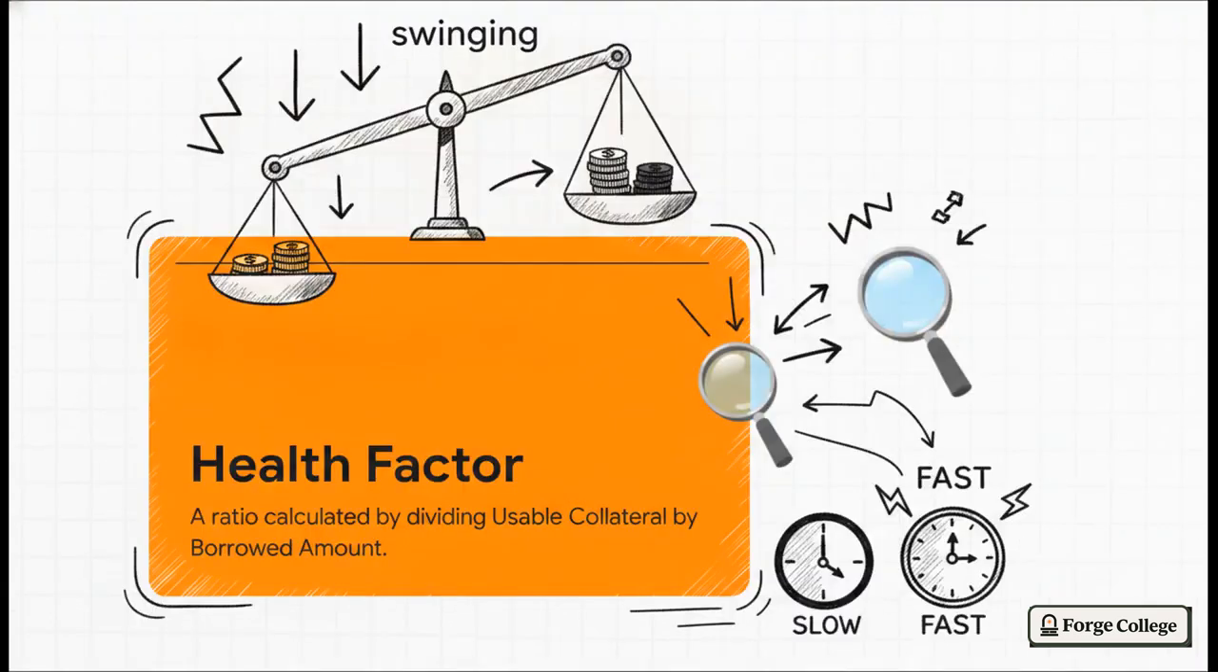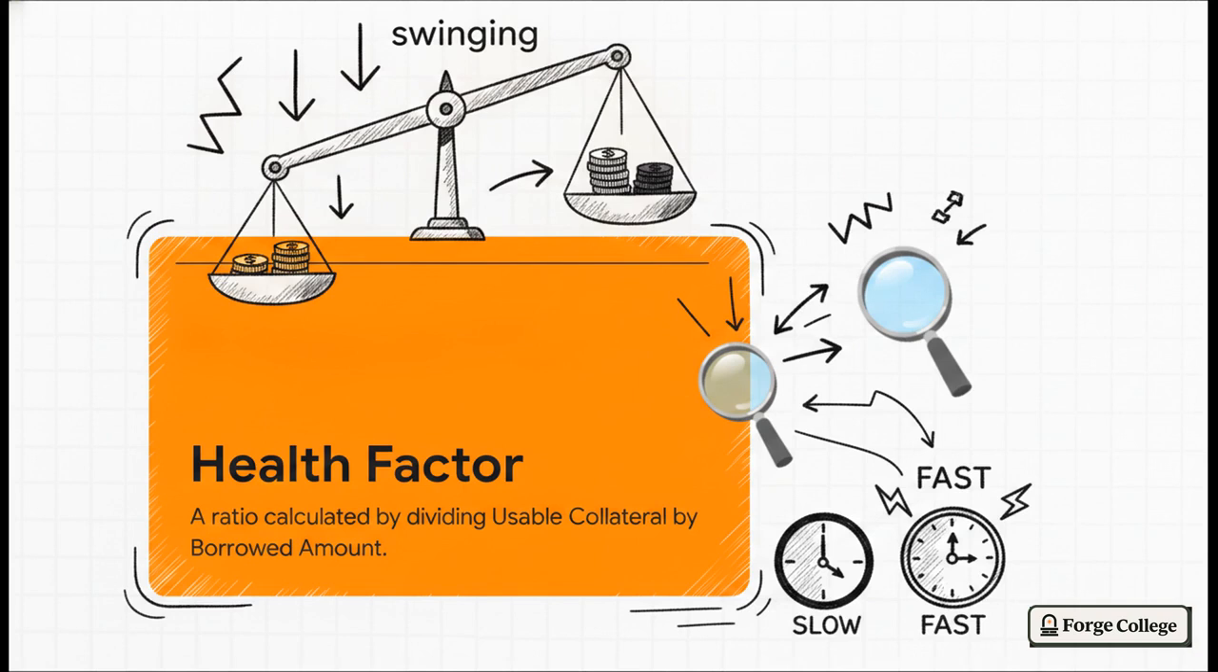To keep track of all this chaos, we use what's called the health factor. Your health factor is the ultimate metric keeping you alive in the protocol. It's calculated super simply. You just divide your usable collateral by your borrowed amount. But remember, this ratio is constantly shifting based on those oracle prices.